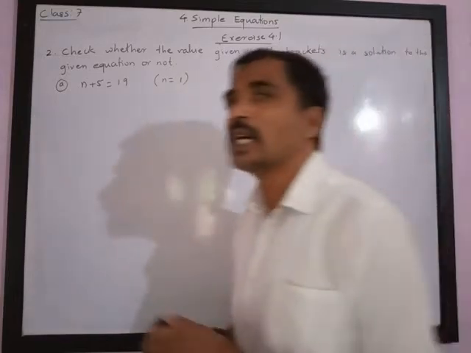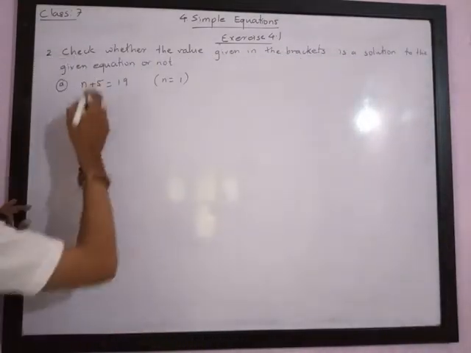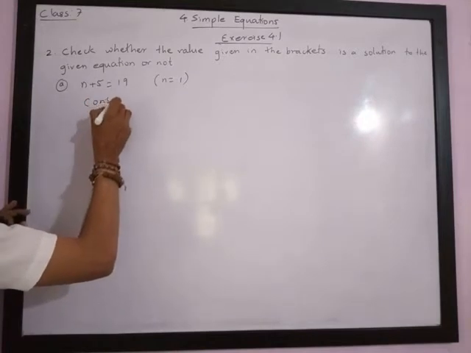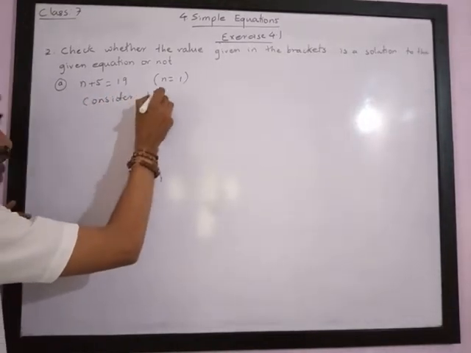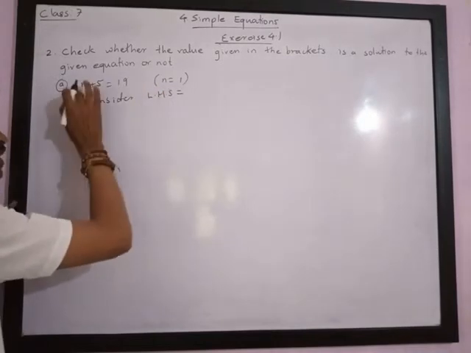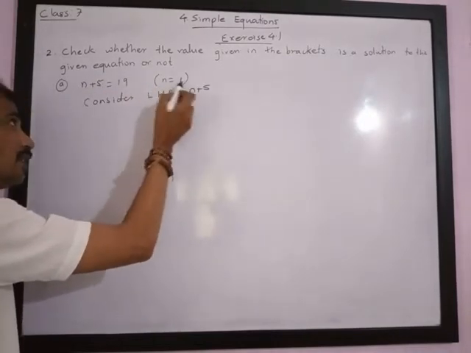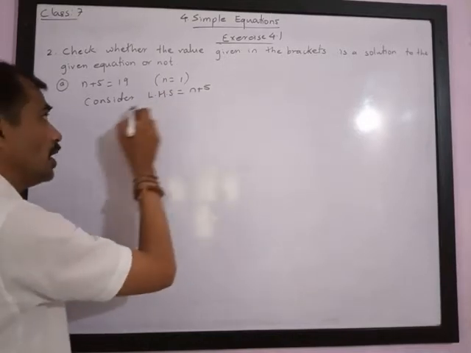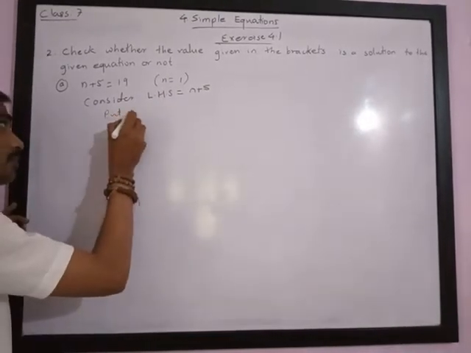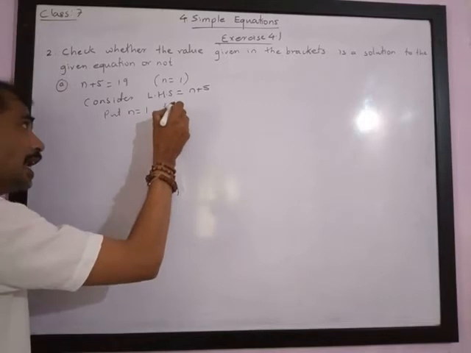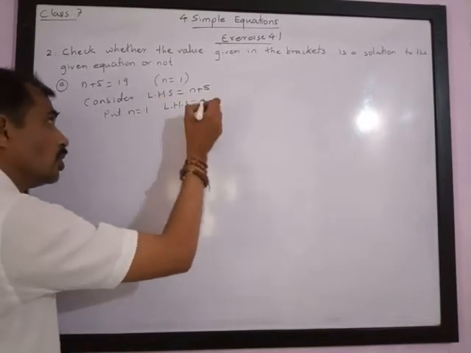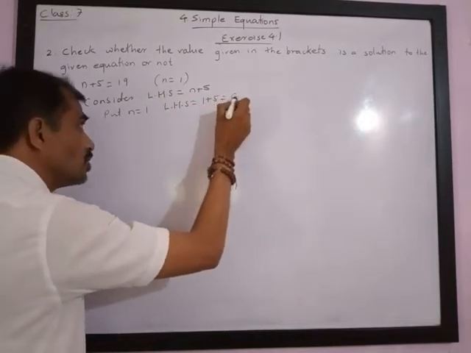So for this, consider LHS. We have to consider the left hand side of the equation. Now left hand side is equal to n plus 5. In this we have to put n is equal to 1. If you put n is equal to 1, you will get LHS is equal to 1 plus 5, that is equal to 6.